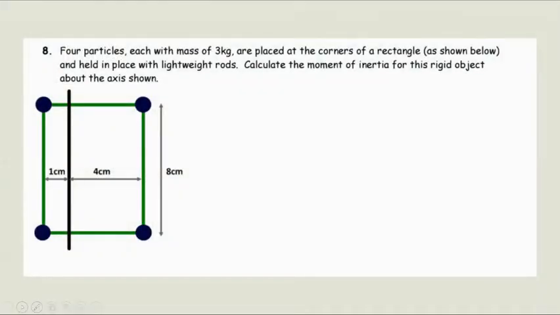So here's a sample question for you. Four particles, each with a mass of 3 kilograms, are placed at the corners of a rectangle, as shown below, and held in place with a lightweight rod. Calculate the moment of inertia for the rigid object about the axis shown. So this is your axis. You could spin it this way or the other way, but you're spinning around that.